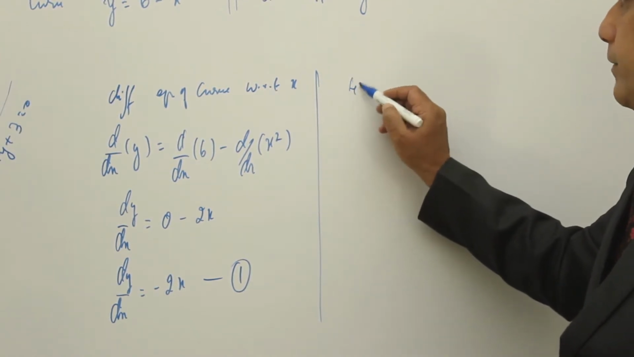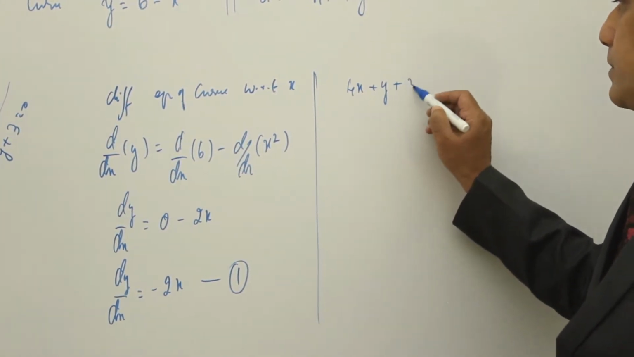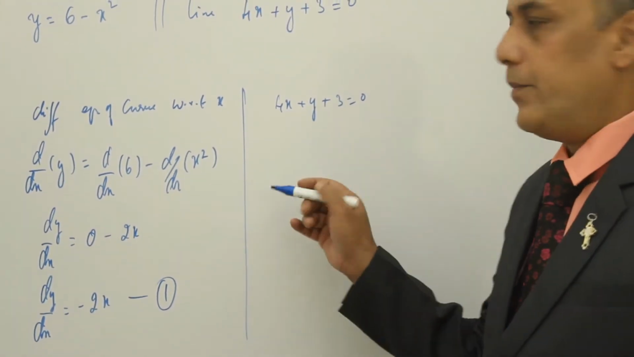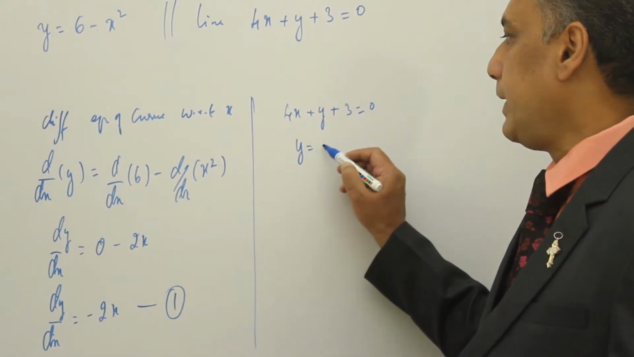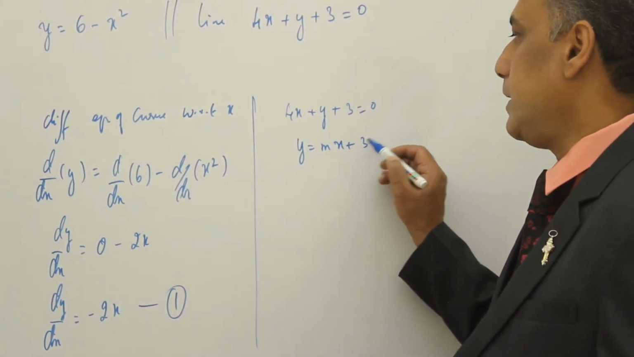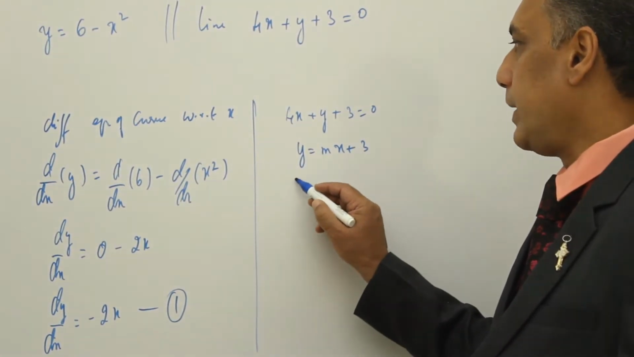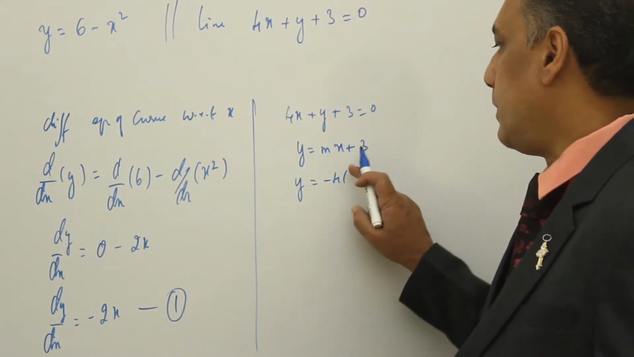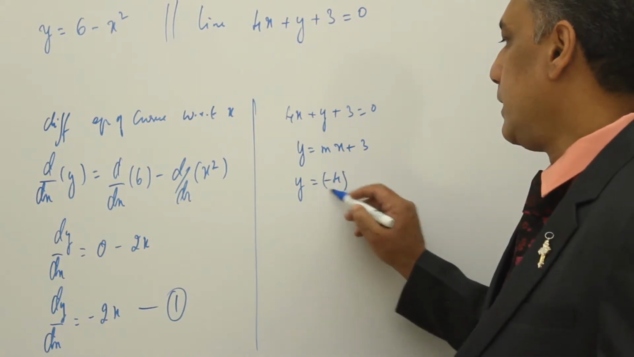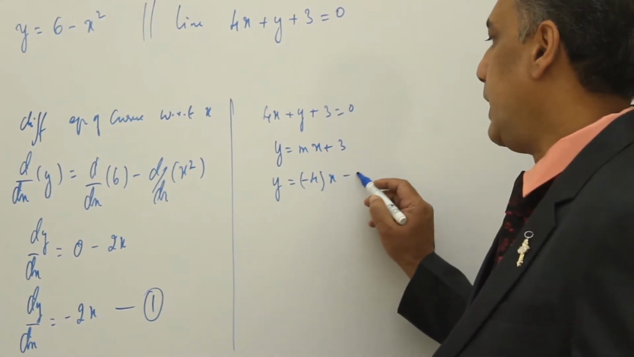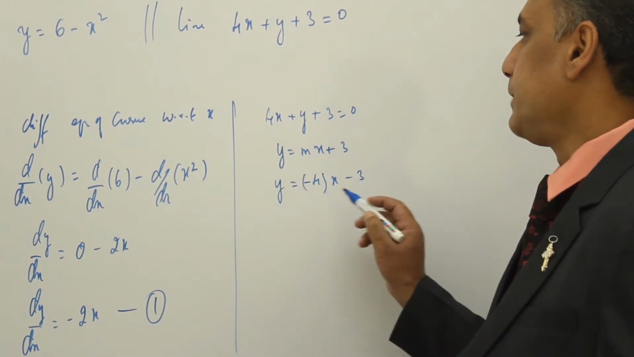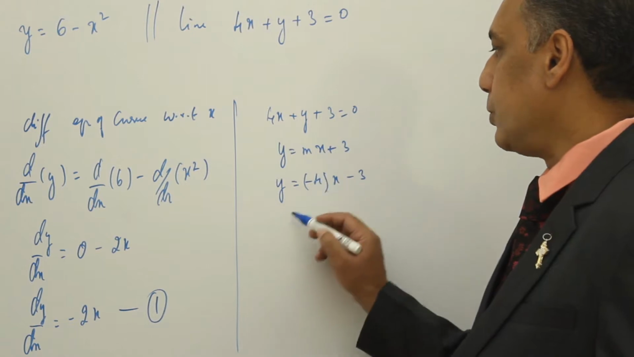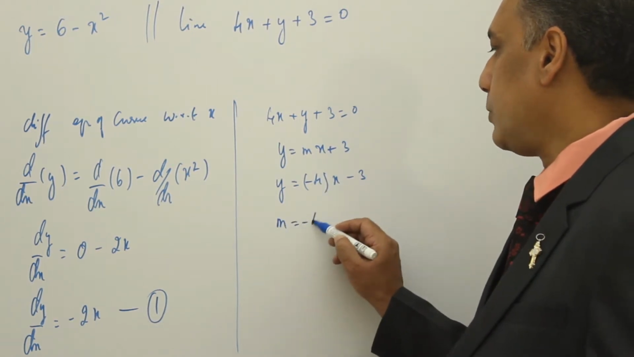Then you have the equation of the line, that is nothing but 4x plus y plus 3 equal to 0. Rearrange this equation in the standard form. The standard form is nothing but y equal to mx plus c. So if you rearrange this, you will get y equal to minus 4 into x minus 3. That is what you will be getting when you transpose it the other side. So comparing these two, we come to know the slope m is equal to minus 4.